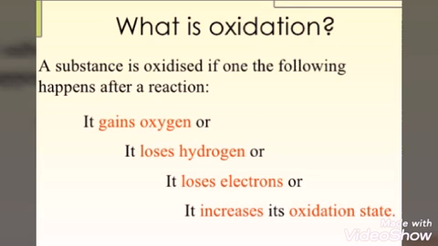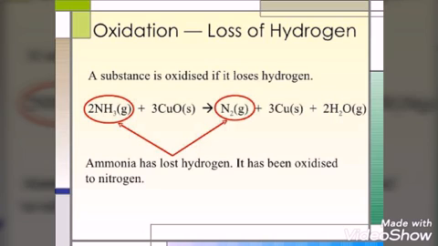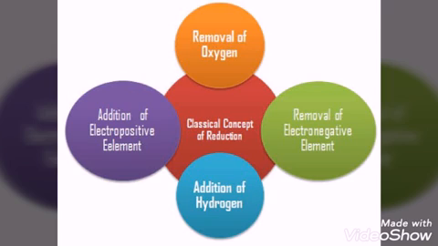We have already learned in our previous classes that an oxidation reaction involves addition of oxygen or addition of an electronegative element, or removal of hydrogen or removal of an electropositive element. A reduction reaction is just opposite to an oxidation reaction. In any reaction, if oxygen is removed or hydrogen is added, or an electronegative element is removed and an electropositive element is added, then it is said to be a reduction reaction.